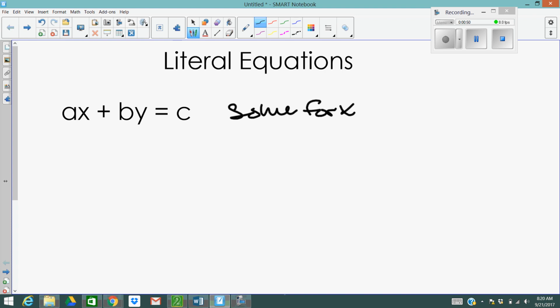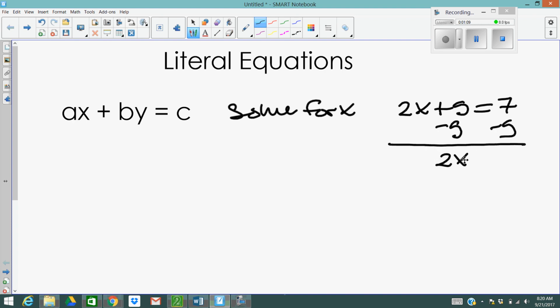So to do that is exactly the same as if we had all numbers. So if we were to have, let's say, 2x plus 5 equals 7, we would get rid of the constant because that's what's being added to x. And then we would divide by 2 because that is what is being multiplied by x. So the process here is going to work exactly the same.